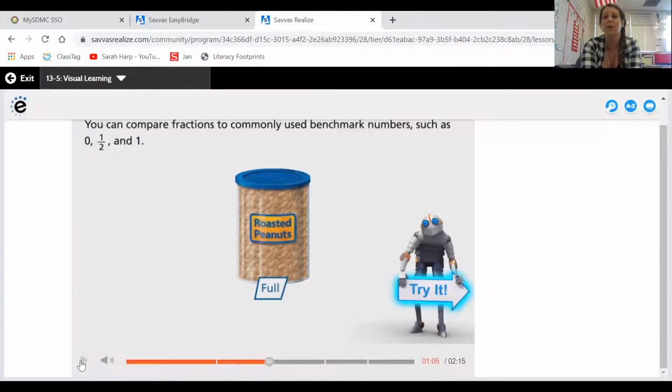Okay, so that's what they're referring to when they say benchmark numbers, okay? So we're familiar with 0, we're familiar with 1, and then we know 1/2 is in between that 0 and that 1, right? That's kind of a good visualization, which you can also refer to on your fraction bar or strips.